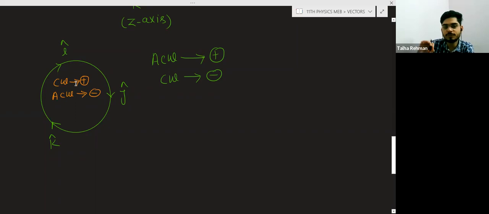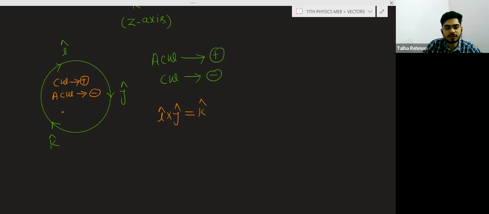Okay, so what you will do? Suppose I want to calculate I cross J. What is I cross J? First go to point I and then come to J, and then go in this direction. You are going in the same direction, in the clockwise direction. Then you will get K cap.